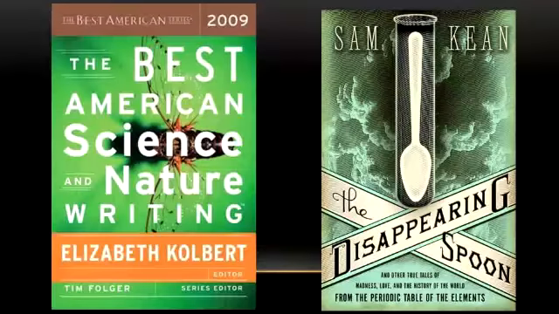You could use popular essays or science writing, as in the Best American Science and Nature Writing often has very good, very smart writing. And Sam Kean's The Disappearing Spoon, which tells the story behind the periodic table while explaining how the elements interact and who discovered them, the politics behind those.